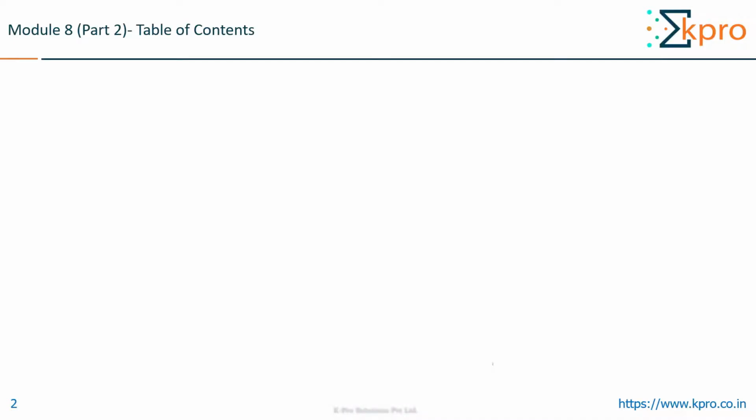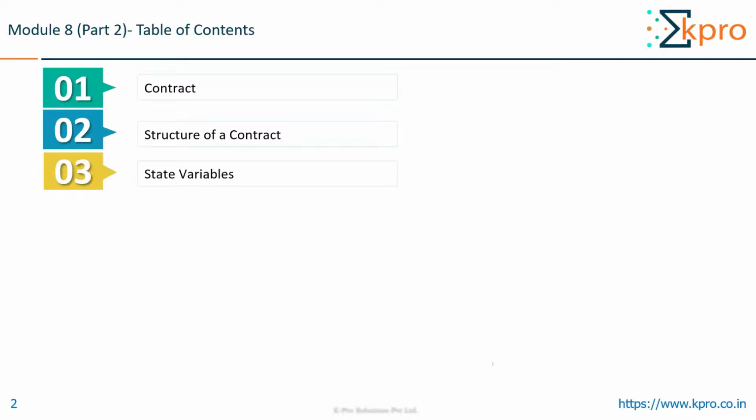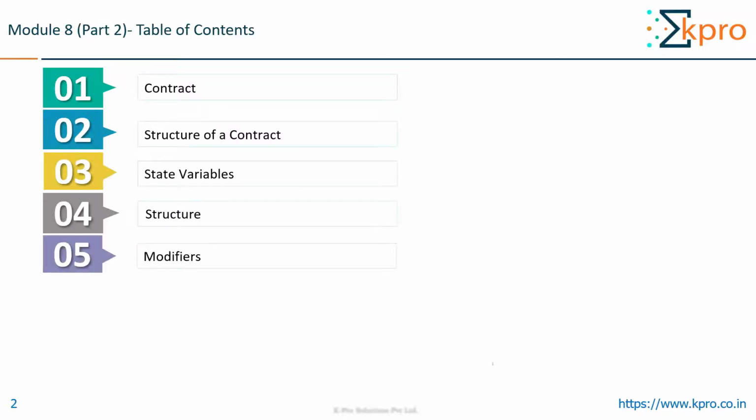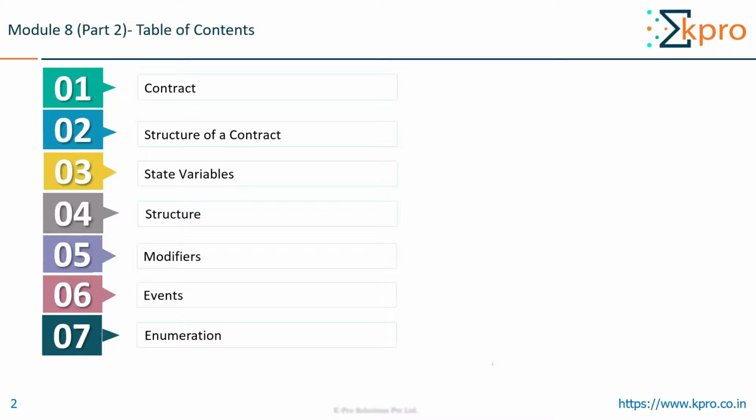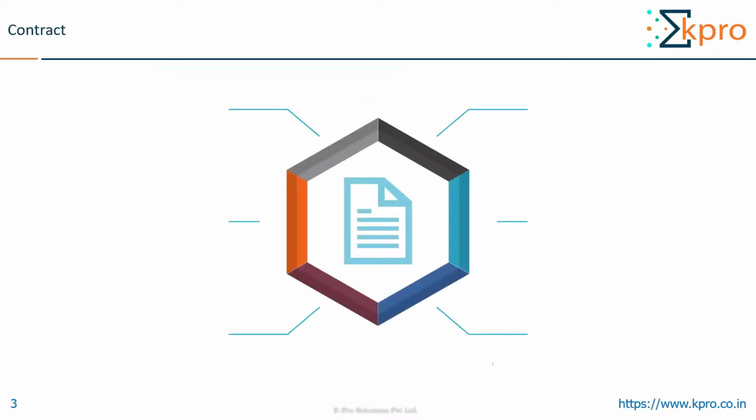So the topics we'll be covering in this video are: what's a contract, structure of a contract, state variables, structure, modifiers, events, enumeration, and finally functions. So let us start with what is a contract.